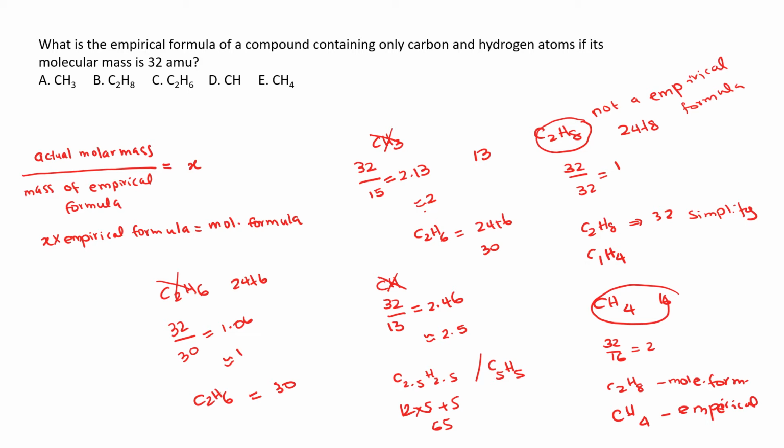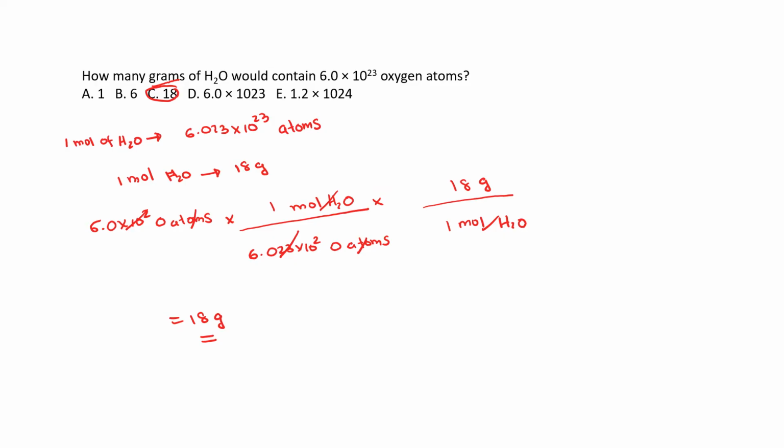CH4. CH4 gives you a ratio of 2. That means 2 times CH4 makes C2H8, and C2H8 has a 32 molecular weight. And this is your perfect answer. So the answer to this question would be E.